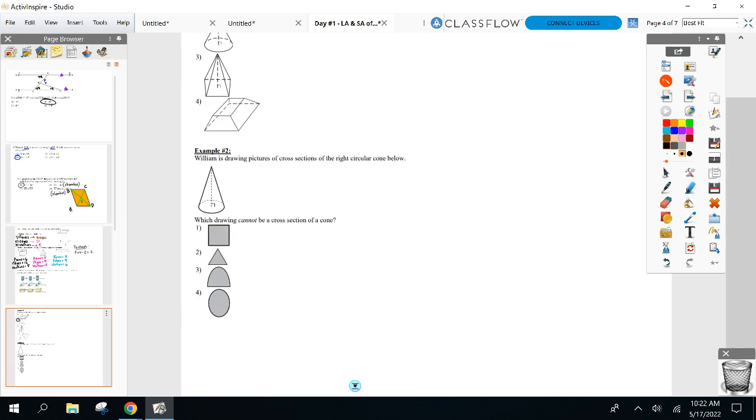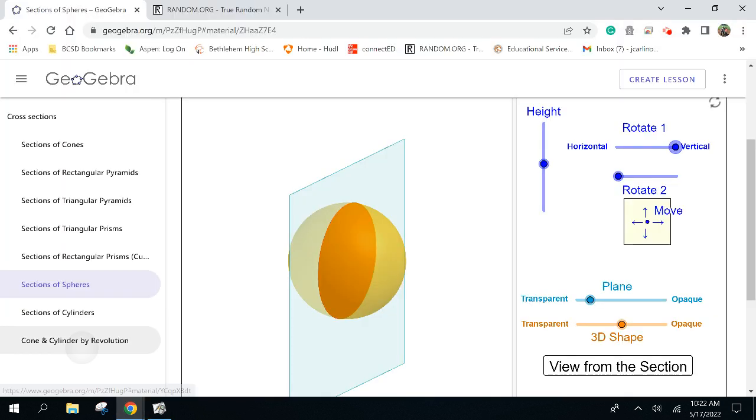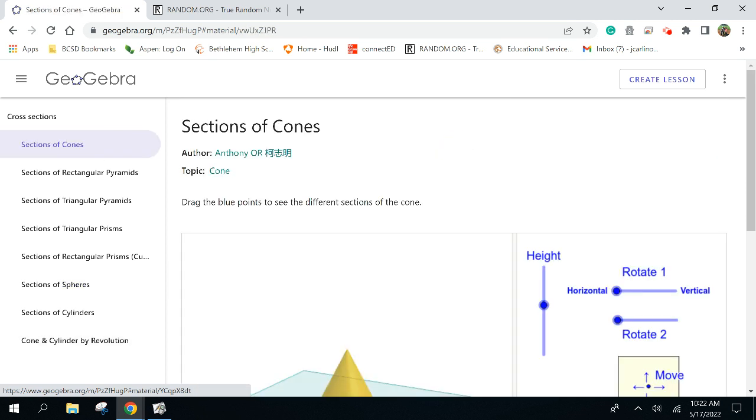Which drawing cannot be a cross section of this cone? Which one of those 3 will I never see no matter how I cut this cone? Think about it. This one's a tough one. Let me put a cone up here for you so you can see it being cut. Cone, there it is. All right, so here's my cone.